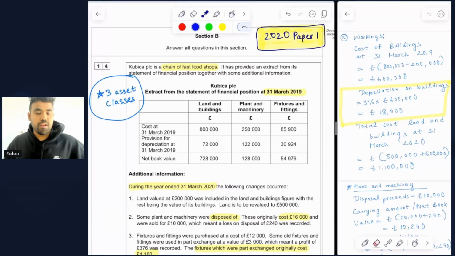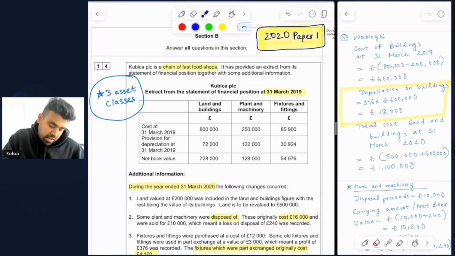My name is Farhan. In this video, you will learn to prepare the schedule of non-current assets. This is question number 14 taken from the 2020 Paper 1 exam. Cubicle PLC is a chain of fast food shops. It has provided an extract from its statement of financial position together with some additional information.